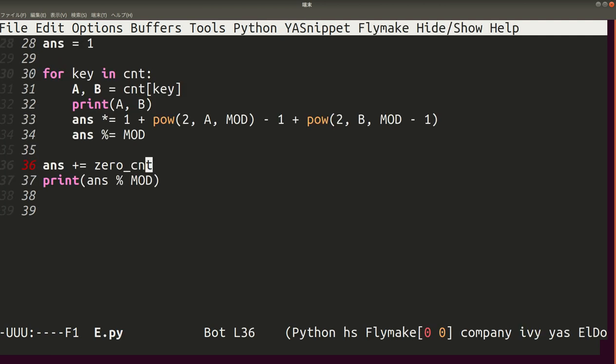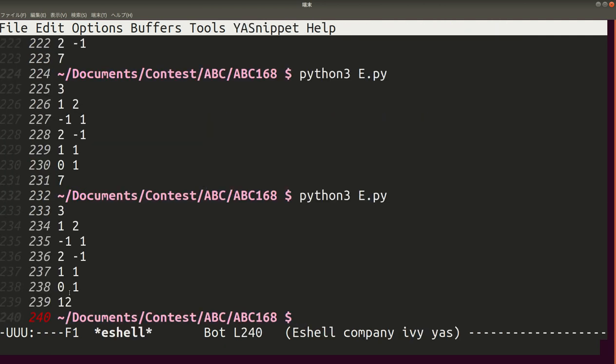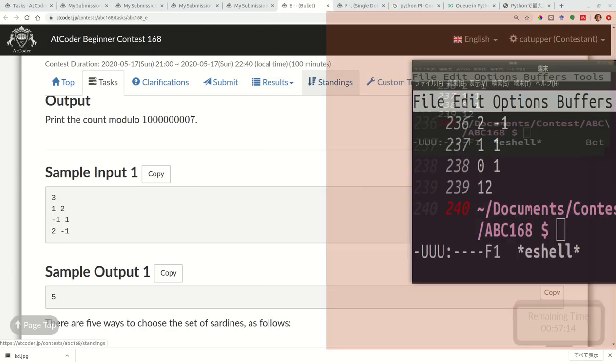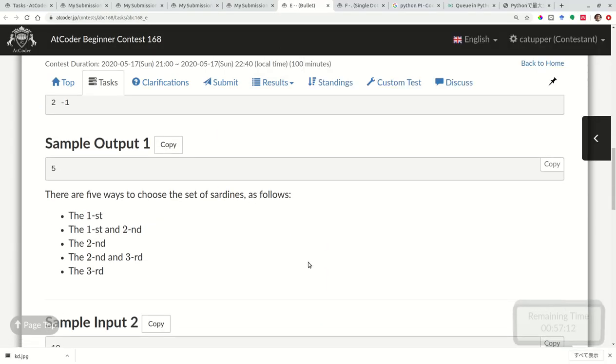Oh, it's 1, 1. We get 1 times 2 to the 1 minus 1, 1. 1 plus 1 plus 1, and there's three ways. And in this case, 0, 2 case. So 3 times 2 to 6.